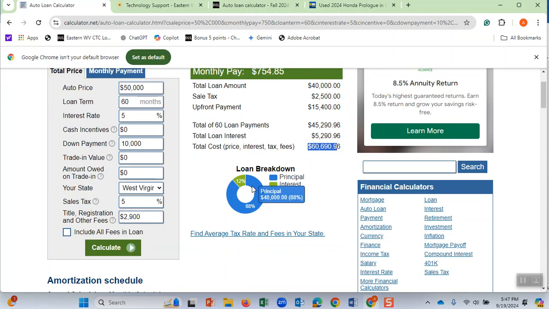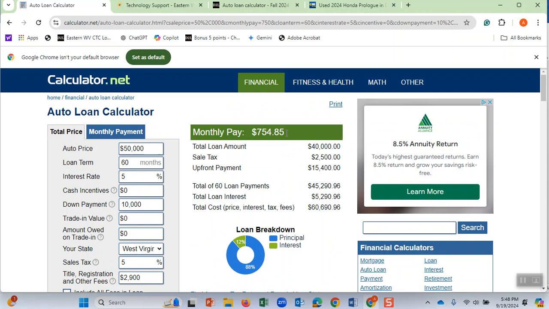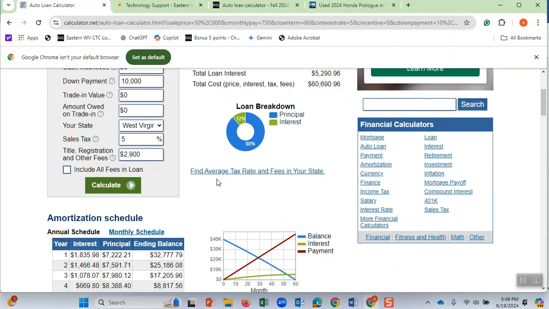Now we come here, and out of 45,290 and 96 cents, about 88% of it goes for principal, 12% goes for the interest. Now I want to show you an important table. This is called an amortization table, which means during 1 year, if I pay $745, that is almost $9,000 I am paying a year. Out of 9,000, 7,222 goes for the loan, and this is the interest rate for the first year.